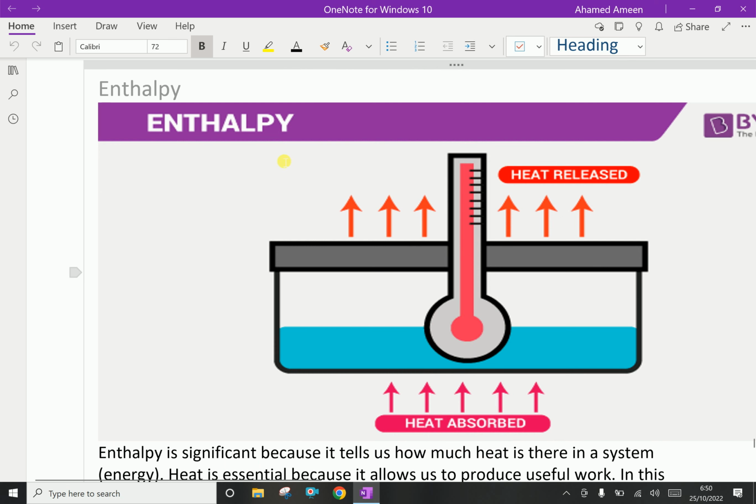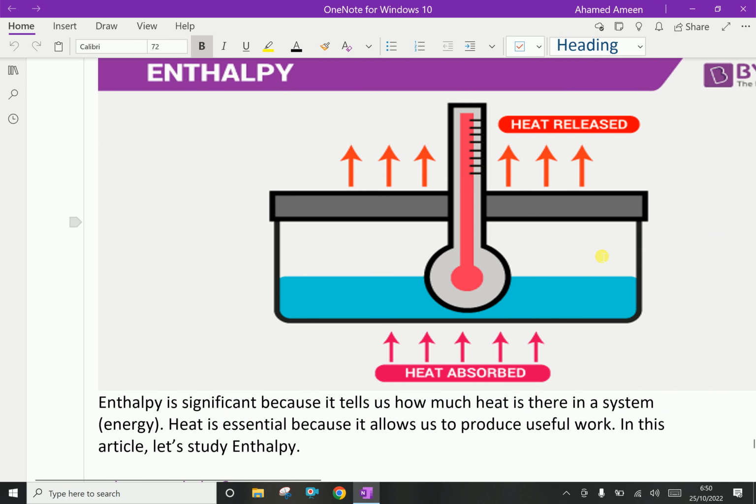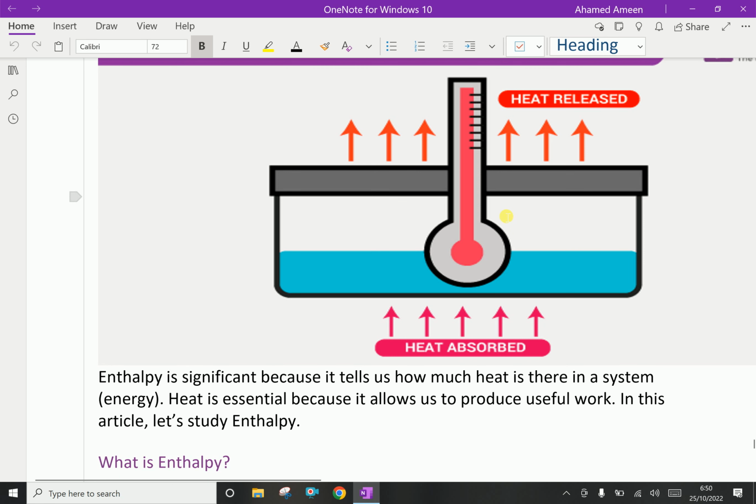Now we'll discuss enthalpy. Look at this figure. Here a container has some liquid, water, and we are giving heat. That heat is absorbed by the water and its temperature rises, and heat is released as steam. For that, the temperature is increasing. The amount of heat supplied is partly absorbed and partly delivered. Some part of the heat is absorbed to raise the temperature and the excess heat is released.